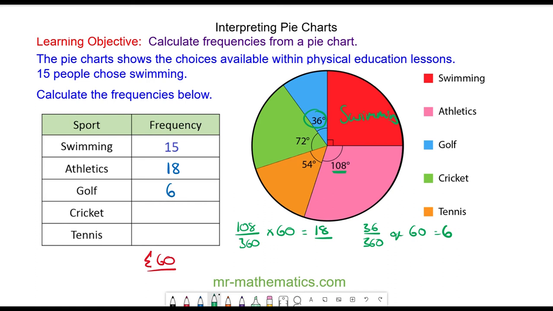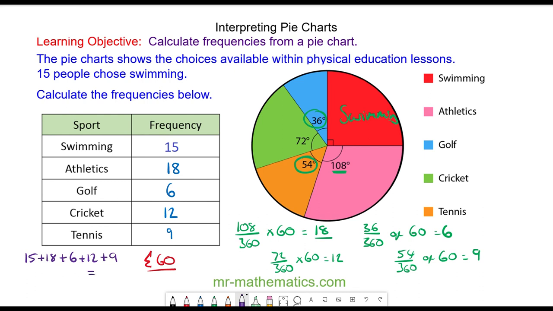For cricket, we have 72 degrees out of 360, multiplied by the sample size of 60, and this is 12 people. And finally, for tennis, we have 54 as a fraction of 360, the entire sample, which is a frequency of 9. We can check this works by adding each of the frequencies together, and we should get, which we do, 60.